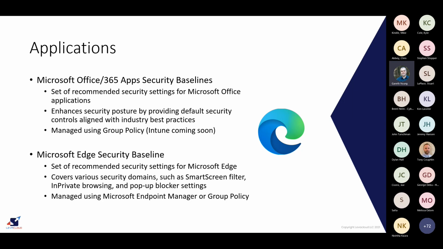So looking again at security baselines, outside of the endpoint ones for Windows, there are also security baselines for Microsoft Office, the Office apps, and also Microsoft Edge. With the Office apps, again, these are Microsoft's recommended hardening settings for all of those applications. At the moment, you can only apply those with group policy, but I think in the next couple of months, they'll be adding that to Intune as well.